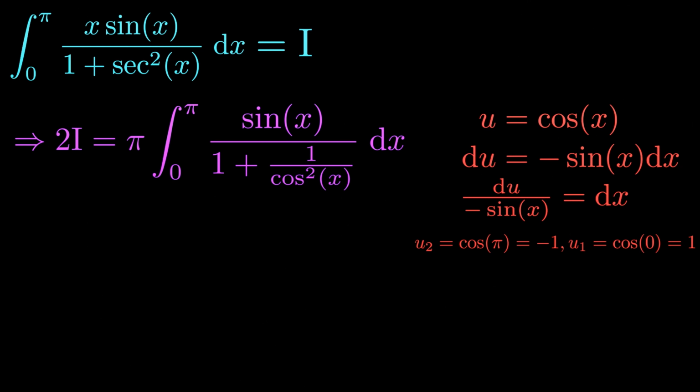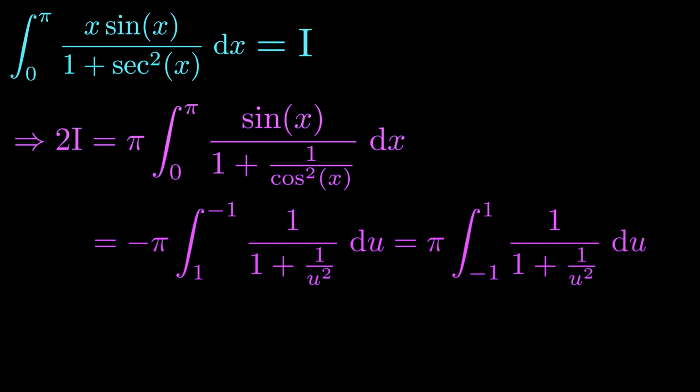And we can solve this integral using a u-substitution. So we set u equal to cosine of x, and then we differentiate both sides, so we have du is equal to minus sine of x dx, and then we divide by minus sine of x, so we have du divided by minus sine of x is equal to dx. And because we've used the u substitution, we need to change the limits of integration. So let u2 denote the upper limit of integration. We have cosine of pi is equal to minus 1, and let u1 denote the lower limit of integration, and we have cosine of 0 is equal to 1.